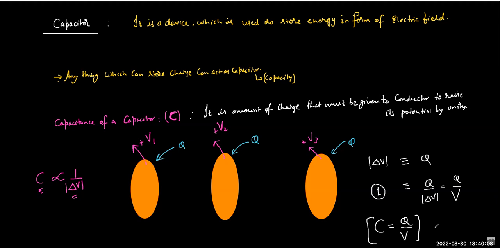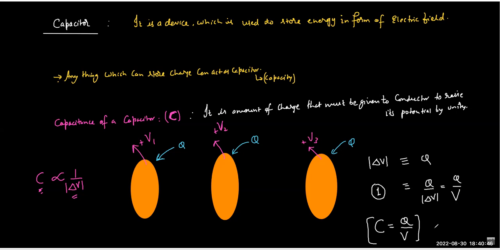Now, what you need to understand is: charge is given, V is measured, and the ratio is taken to get C. What are the steps to get C? Charge is given, V is measured, and the ratio gives the C value. This is basically the algorithm which I will write later on. To find the capacitance of any conductor, the steps are very simple. You give charge to one, you check the potential, take the ratio, and you get the C.